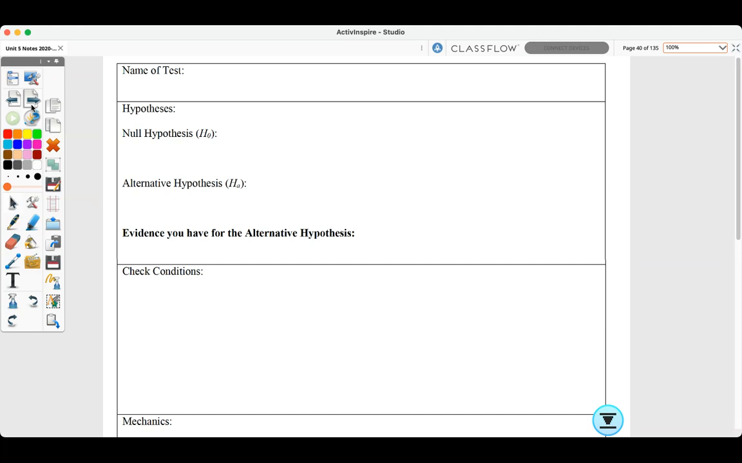We are going to use the hypothesis test template to complete this. First, you must name the test. This is a one-sample test for proportion. It's also known as a one proportion z-test on your calculator.